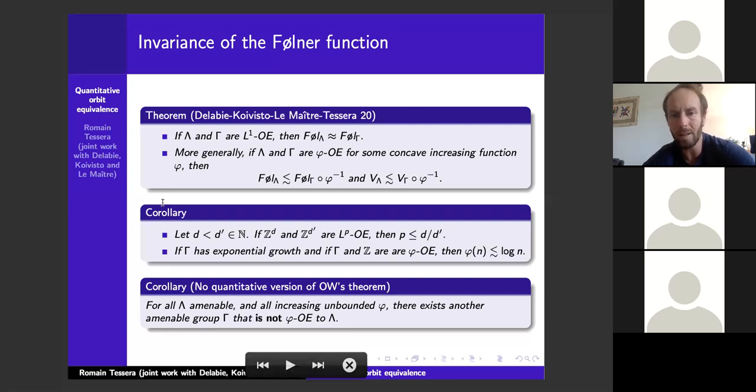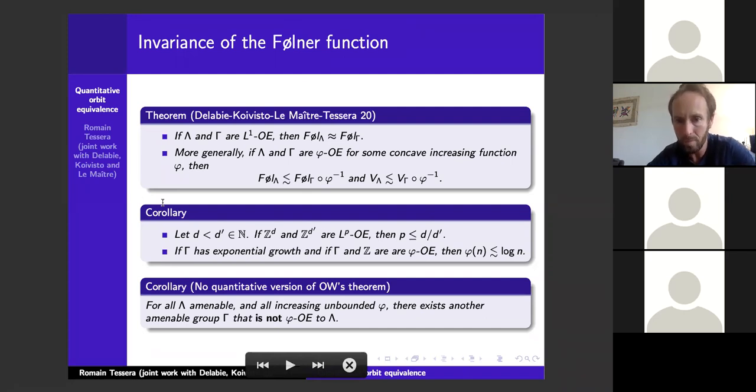Okay, it says that if you have a phi OE for a concave increasing function, like for instance, logarithm or t to the p for p smaller than 1, then you don't lose everything. You know that there is a constraint between the Følner functions. Okay, and this is the way it's stated. So here you see that if phi is very slow, which means that your condition on the orbit equivalence is very weak, then the inequality here is very loose, because if phi is slow, phi inverse is fast. And so this inequality tells you something which is weaker.